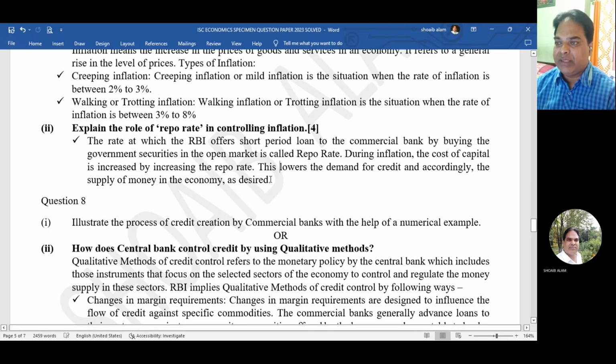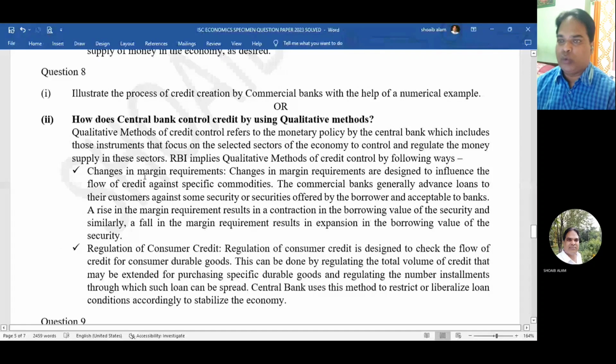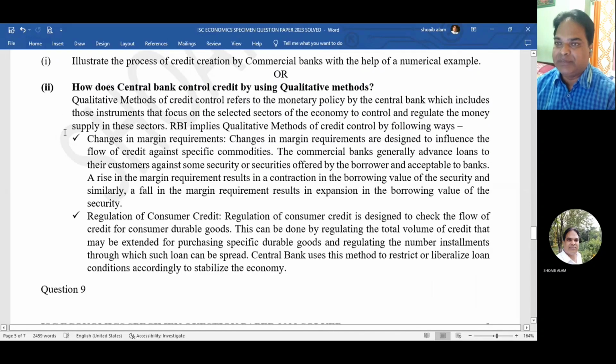Now, question number 8.2. How does the central bank control credit by using the qualitative method? So it is mentioned: changes in marginal requirements and regulation of consumer credit. The explanation is given over here, so you can go through it.